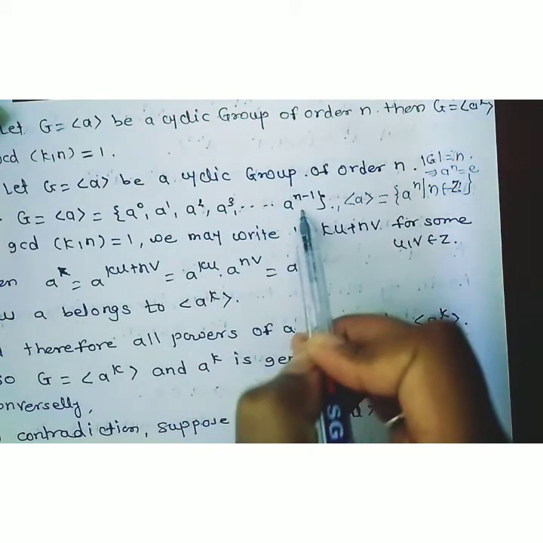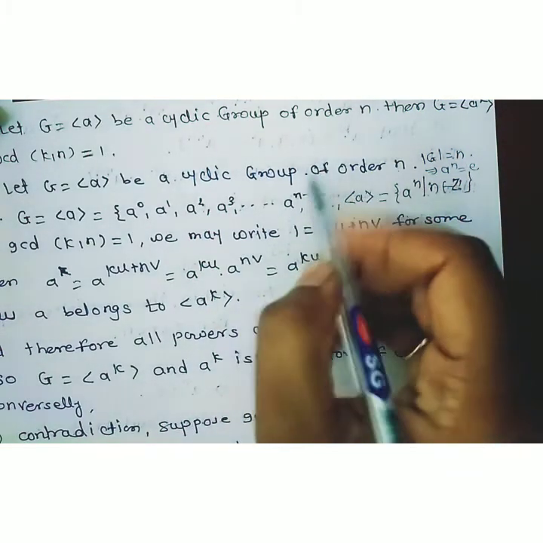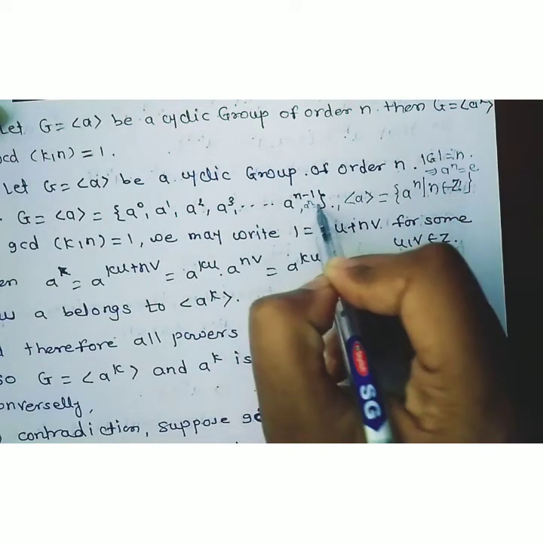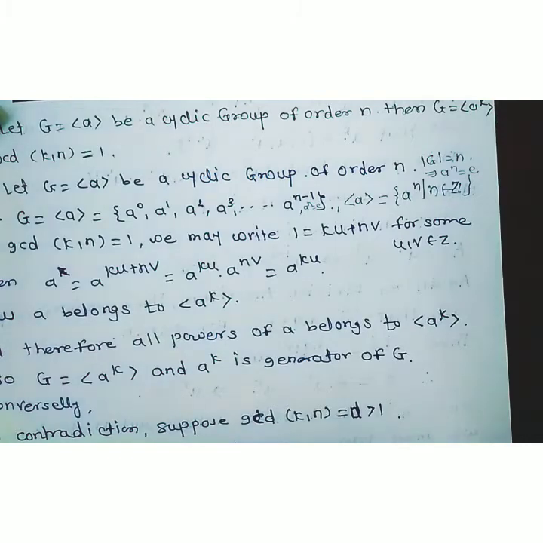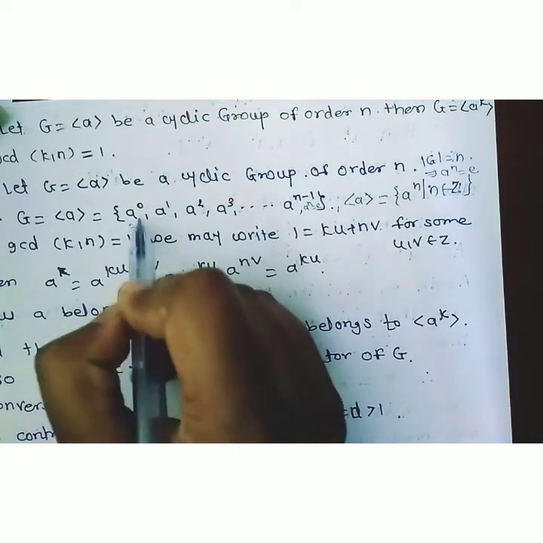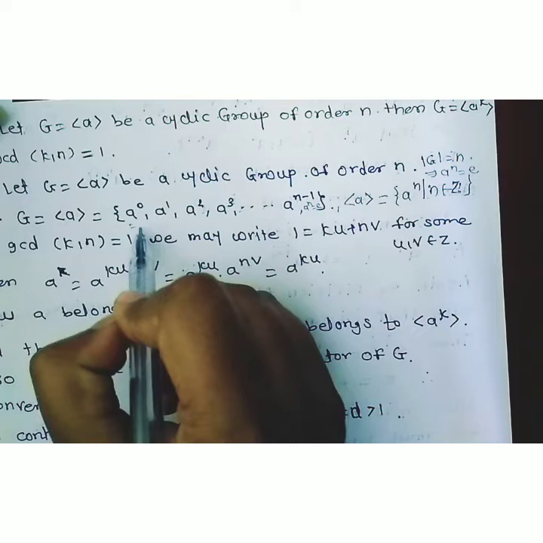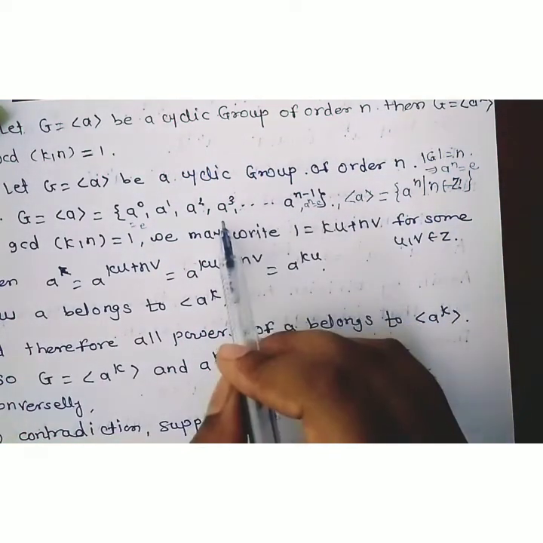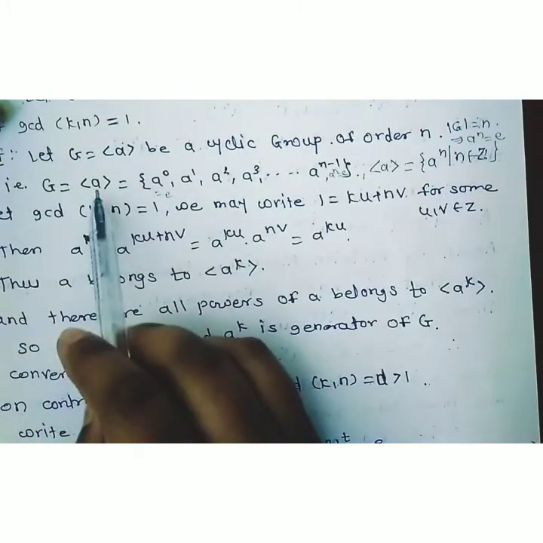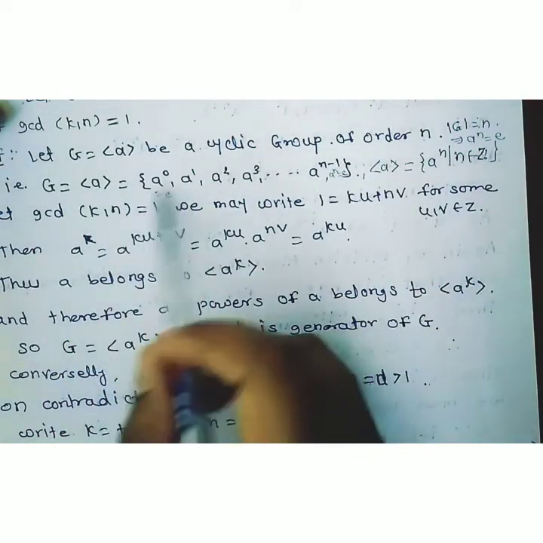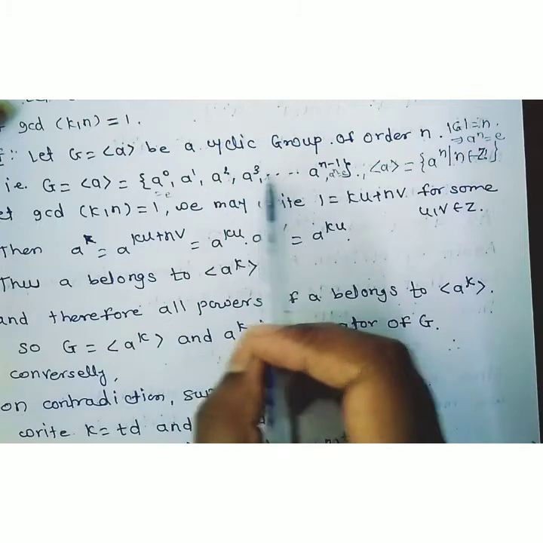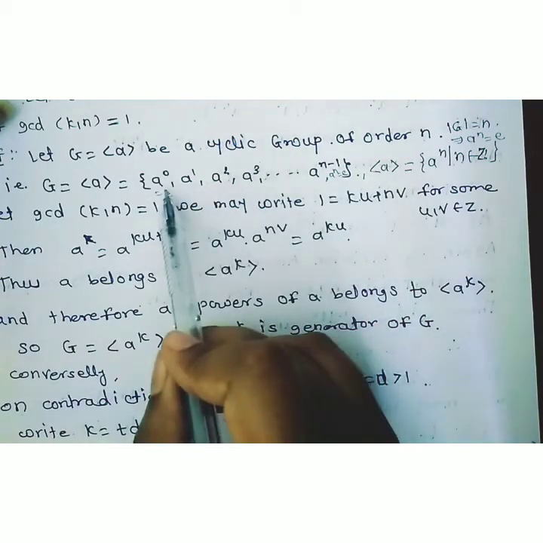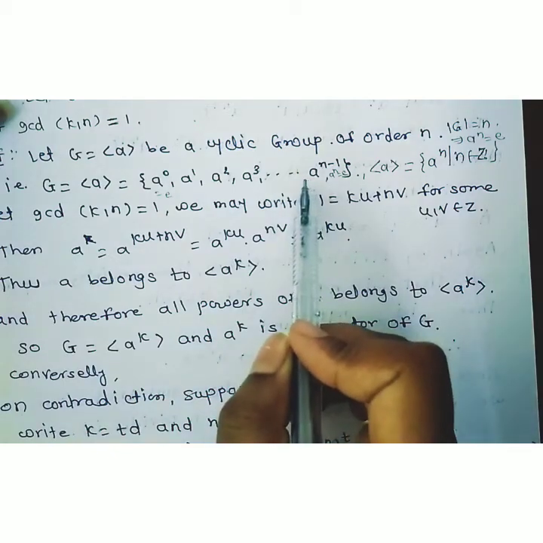Therefore, if we consider A to the power n here, A to the power n is nothing but the identity. But we know that A to the power 0 is also the identity. Therefore, this element is not included here. So G is equal to the set generated by A: A to the power 0, A raised to 1, A square, A cube, up to A raised to n minus 1. Therefore, there are n elements included here.